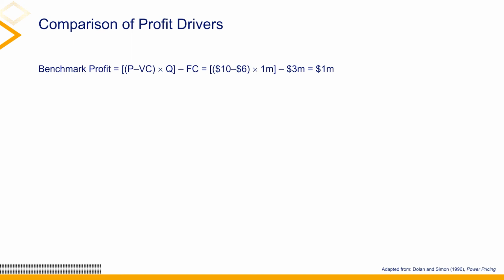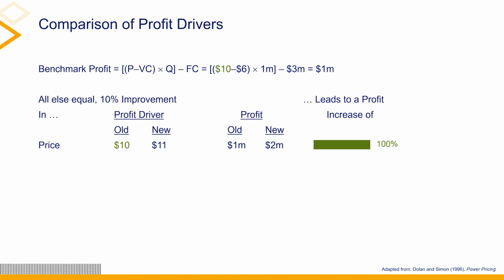In our earlier stylized example, unit price was $10, unit variable costs were $6, volume was 1 million units, and fixed costs were $3 million, resulting in $1 million in profit. Now let's consider how a 10% improvement in each of these profit drivers affects the bottom line. All else equal, improving price 10% from $10 to $11 doubles profit, or an increase of 100%. Alternatively, all else equal, improving variable costs by 10% from $6 to $5.40 results in a profit increase of 60%.